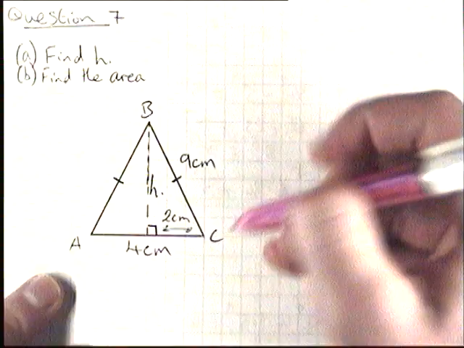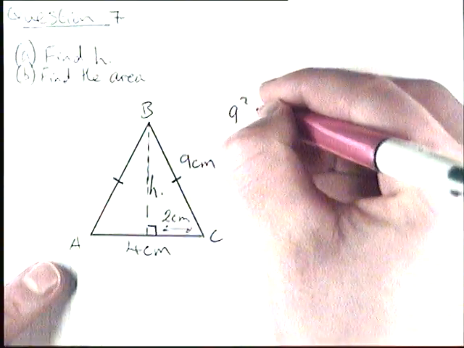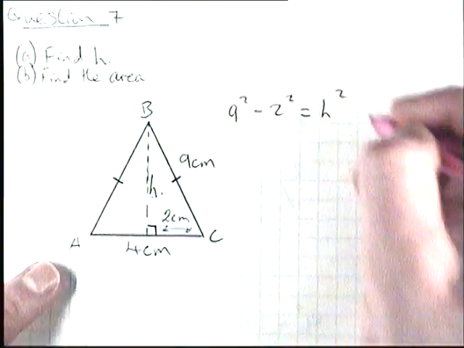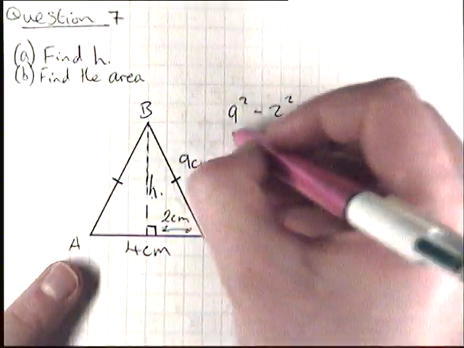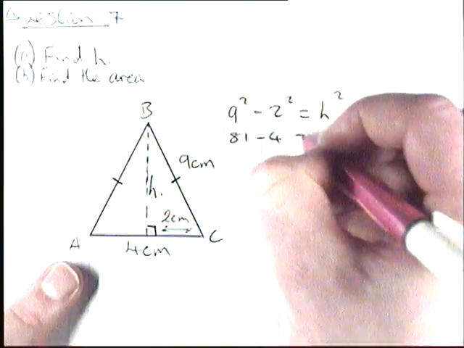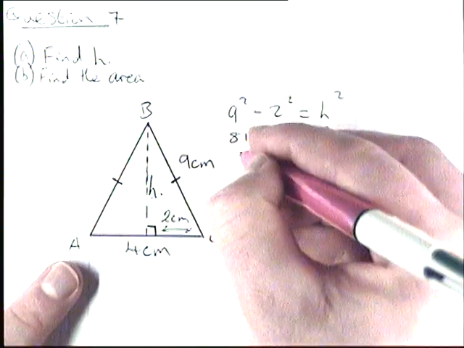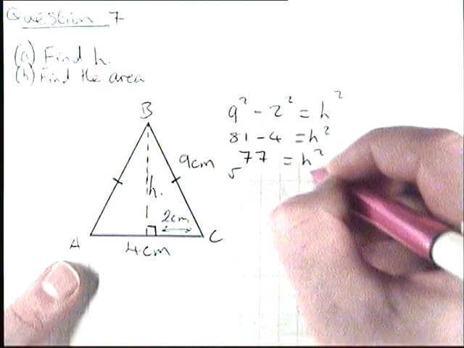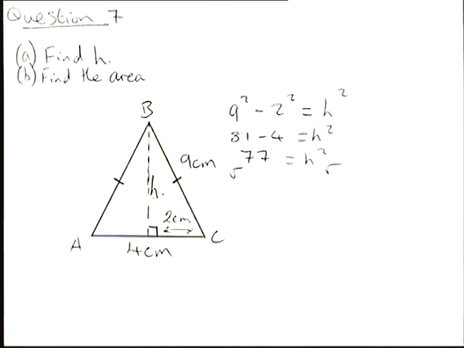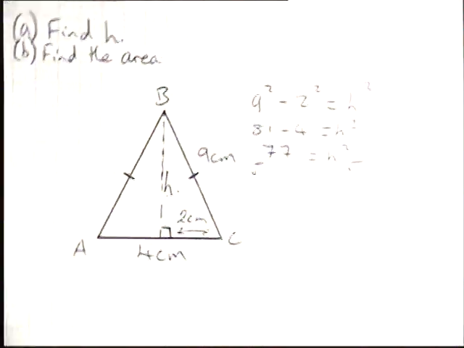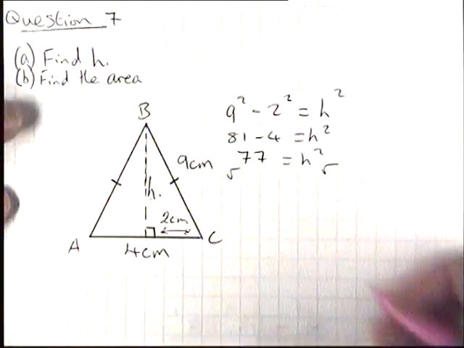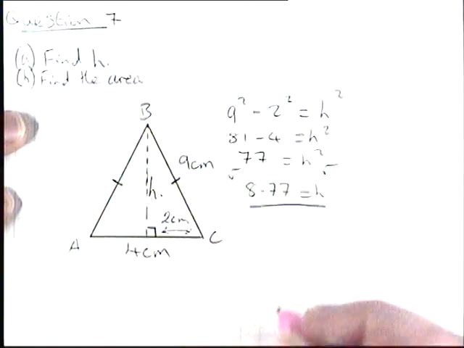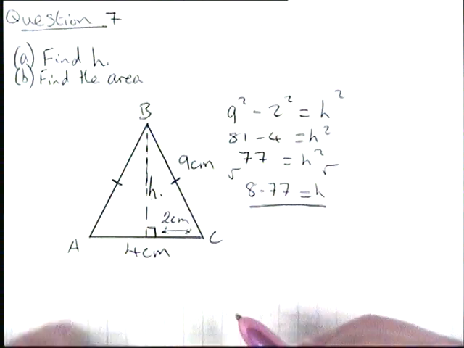So we've got the long side 9. So we can say 9 squared minus 2 squared equals the height squared, h squared. So 81 minus 4 equals h squared. 77 equals h squared. Square root both sides. And the square root of 77 to 2 decimal places is 8.77. So that's what we've worked out the height is, 8.77 centimeters.